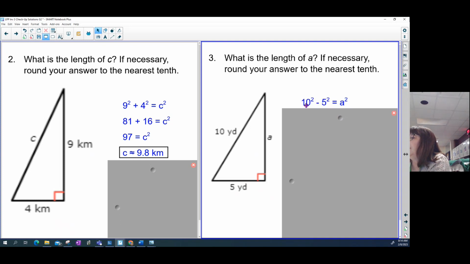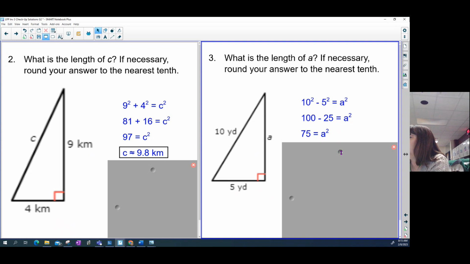We're going to do the hypotenuse squared minus the leg squared. And that's going to equal the missing leg squared. So 10 squared minus 5 squared is equal to A squared. 100 minus 25 is equal to A squared. 100 minus 25 gets you 75, and again, that's A squared.